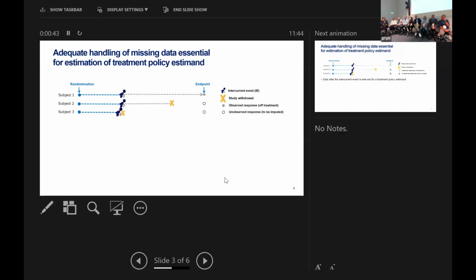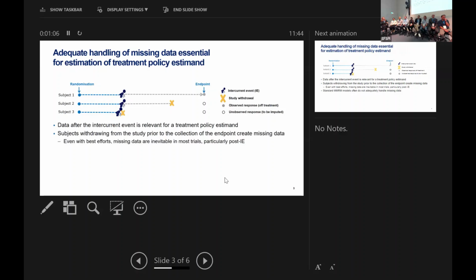So for example, for subject 1, they have the intercurrent event, and we observe the endpoint, and we use this in the analysis. However, for subjects 2 and 3, they have the intercurrent event, but then we do not observe the endpoint. These subjects withdraw from the study. So we have a missing data problem. And that's essentially in clinical trials unavoidable. Even with best efforts, we can maybe reduce this a bit, but it will always be there. So to estimate the treatment policy estimate properly, we have to appropriately handle the missing data.